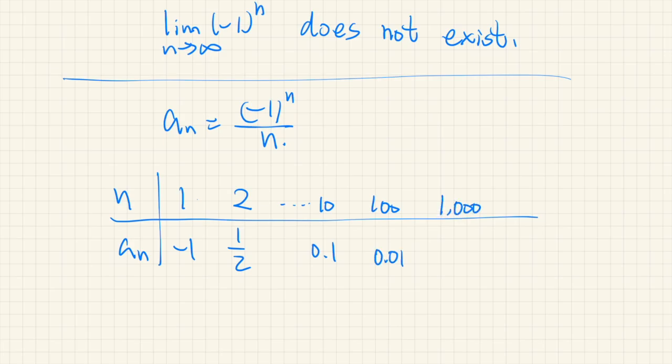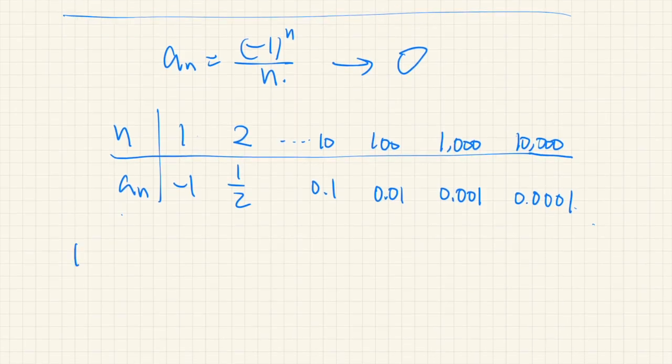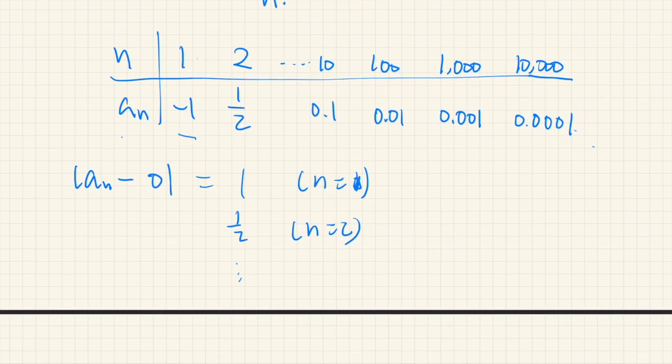When n is 1000, it's 0.001. And when n is 10,000, it's 0.0001. So, we said this converges to 0, and as n increases, the value of an decreases, so it just gets smaller and smaller. And actually, the difference between an and 0 becomes smaller and smaller. So it becomes 1 when n is equal to 1, and 1 over 2 when n is equal to 2, and so on. So it becomes 0.0001 when n is equal to 10,000.